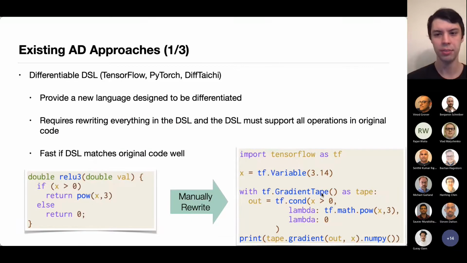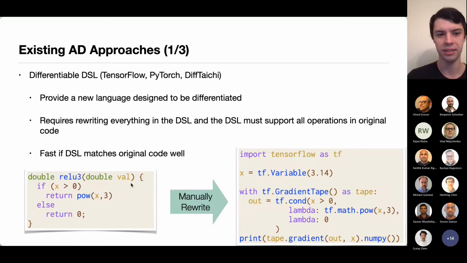There currently exist three approaches for doing so. The first approach is to say, okay, this is a somewhat hard problem to do on arbitrary code. Let's make a completely new language where every single operation inside of this language is explicitly defined to be differentiable. This requires taking your original program and rewriting it in the DSL. And moreover, that DSL must support every single operation from your original program.